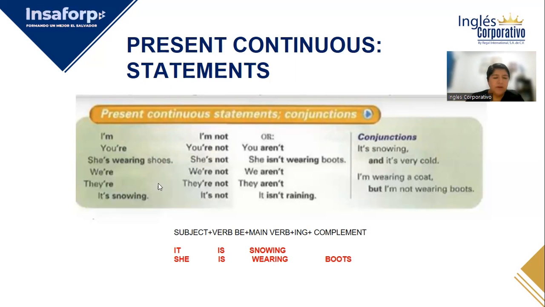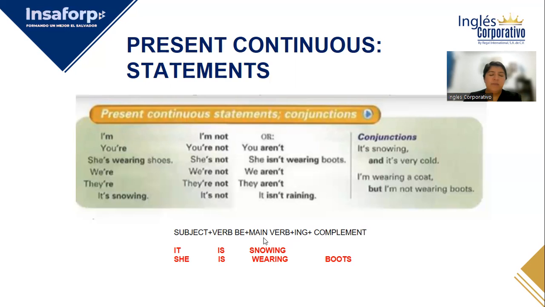Now, here at the bottom, he puesto como la fórmula que siempre que pongo para que nos ubiquemos en la estructura, ¿ok? Entonces, ¿cómo va la estructura? Para las statements tenemos subject, ¿verdad? Aquí tenemos, por ejemplo, it. Luego seguimos con el verb be, que en este caso pues va de acuerdo al sujeto, ¿verdad? Como estoy usando it, entonces sería is. Luego va lo que llamamos main verb, o sea, verbo principal, que es lo que está sucediendo en el momento, ¿verdad? En este caso sería snowing, ¿ok? The example. Y después le podemos agregar un complemento. Como vemos en el segundo ejemplo. Subject, she, verb, be, ¿ok? Siempre es el is porque estoy usando she, ¿verdad?